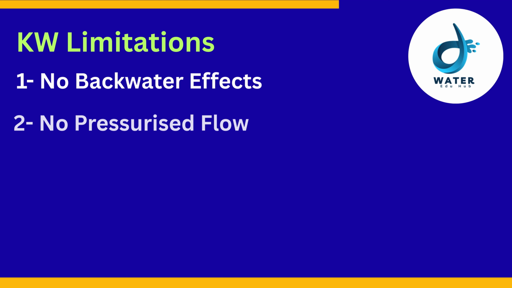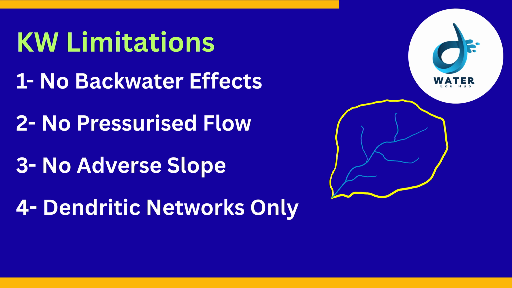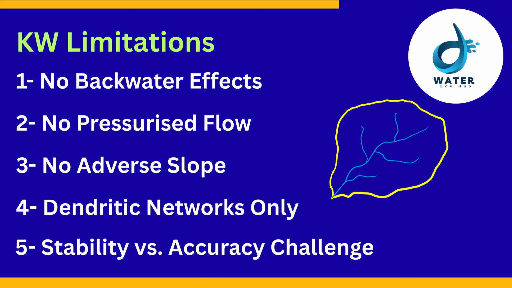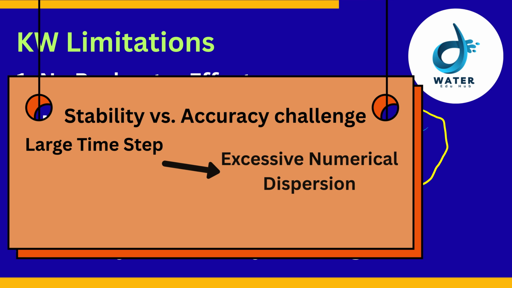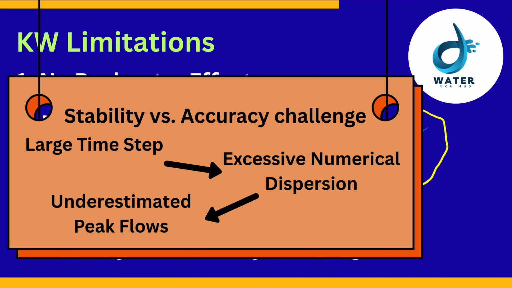The limitations of this method are as follows: no backwater effects, no pressurized flow, no adverse slopes, dendritic networks only, and finally the stability versus accuracy challenge. While generally stable due to the implicit solver, kinematic wave can suffer from excessive numerical dispersion if the time step is too large relative to the conduit length. This can lead to underestimated peak flows.